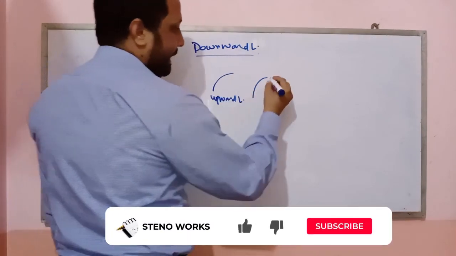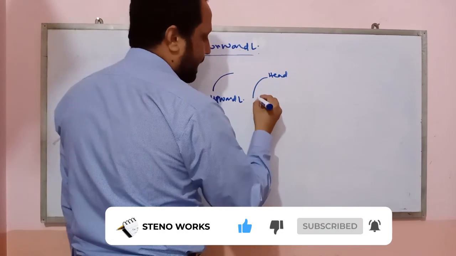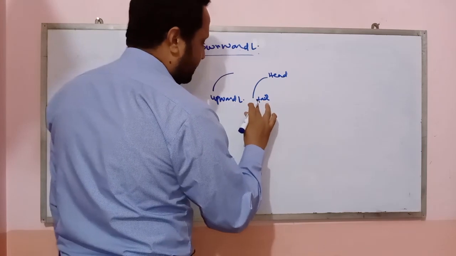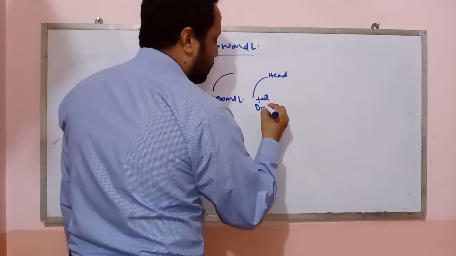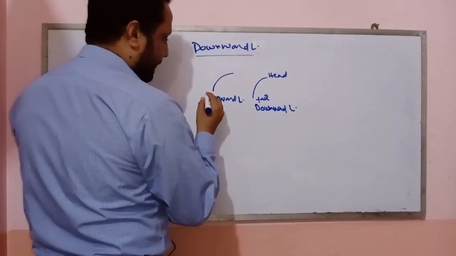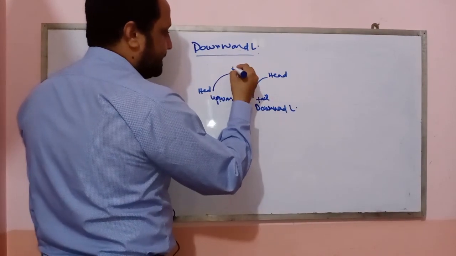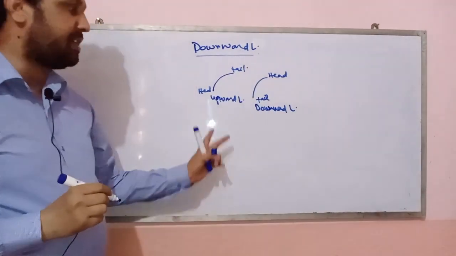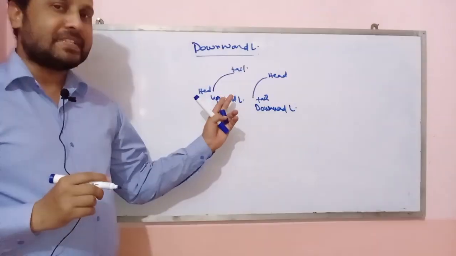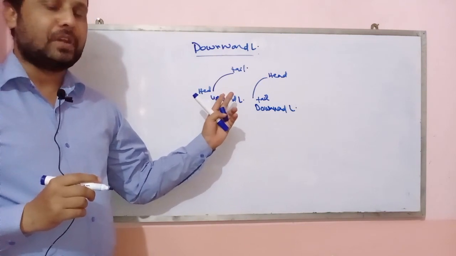This is the head and this is the tail. It is called the downward L. It is the head in the upward case and the tail here. That is the major difference between these two. Both have the same symmetry, but the difference is the point at which the strokes start.